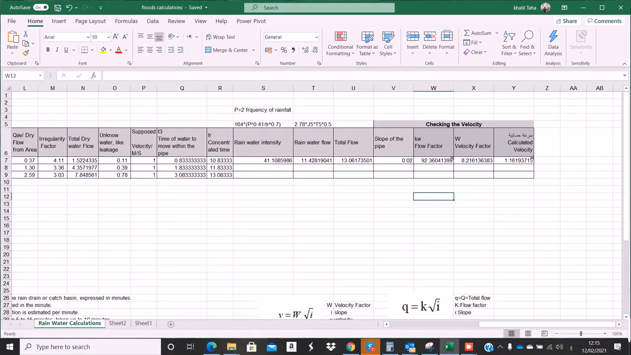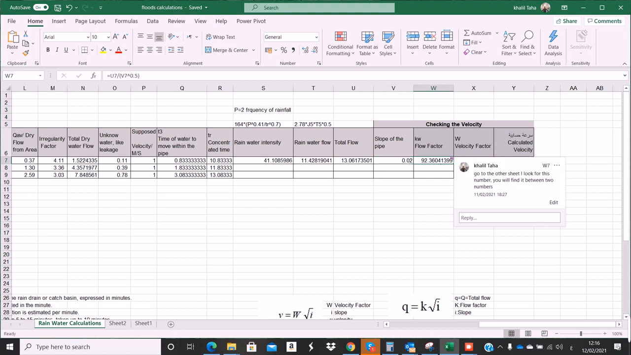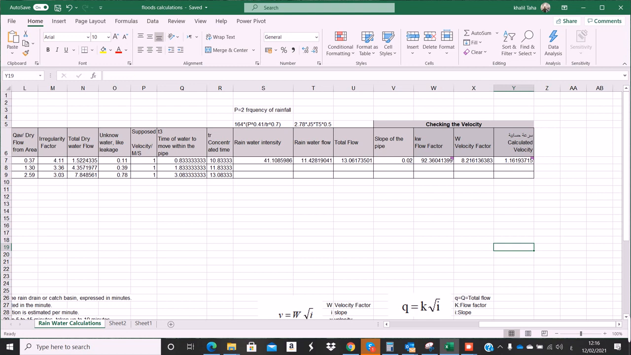We will continue our calculation now. After we identify or calculate the total flow and the slope of the pipe, we will work on the other parameters to calculate the velocity. As you know, at the beginning of our calculation, we assumed a velocity of 1 meter per second. It is just something to continue our calculation.